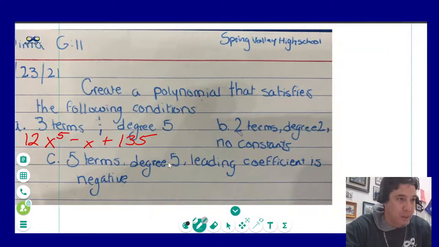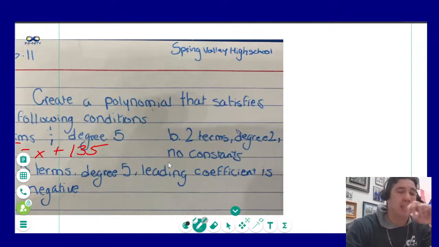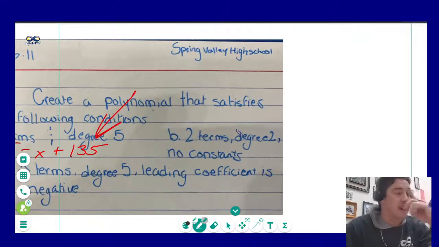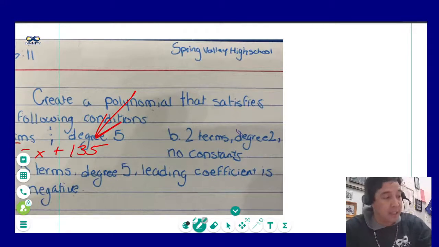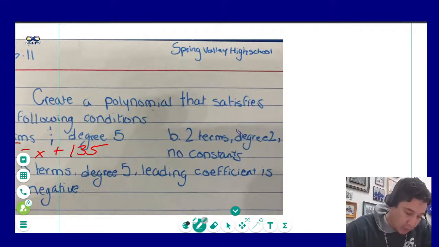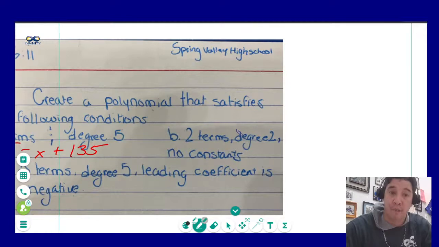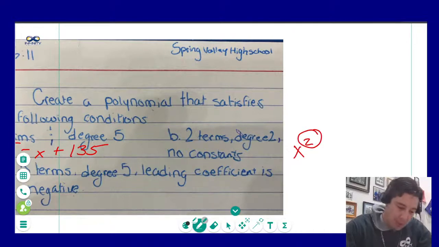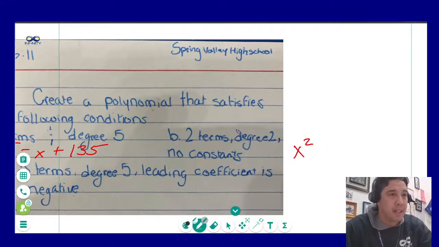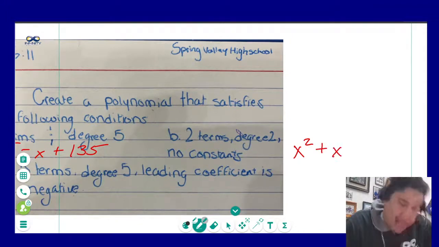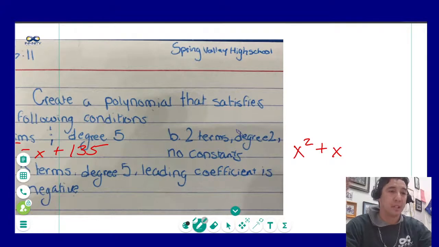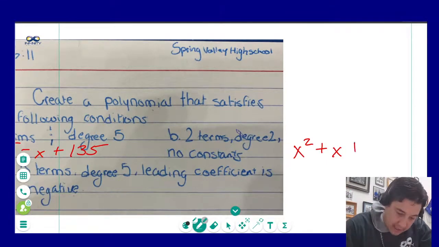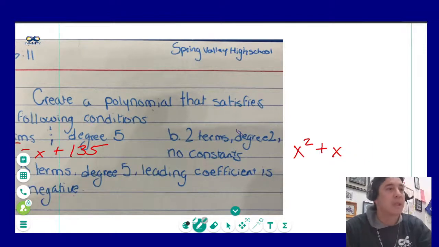So let's take a look at this one. This is 2 terms, degree 2, with no constants. All right, constants is this plus 135, has no variable. All right, a constant term is a term with no variable. So I could do this. Let's keep it simple. 2 terms, degree 2. So the easiest leading term would be x squared. So that way the biggest exponent will be 2, meaning it's a degree 2. Then I could add an x, and now I've got 2 terms, second degree, and there's no constants, right? There's no number there. So I've fulfilled the criteria.